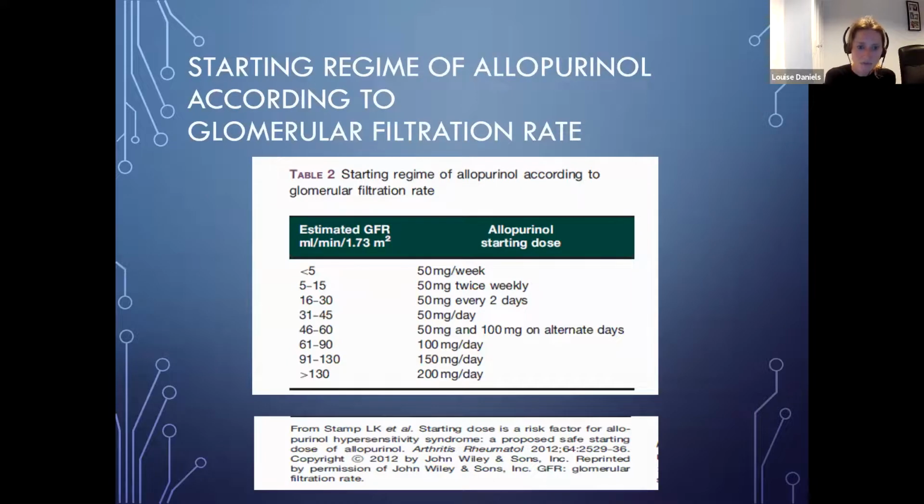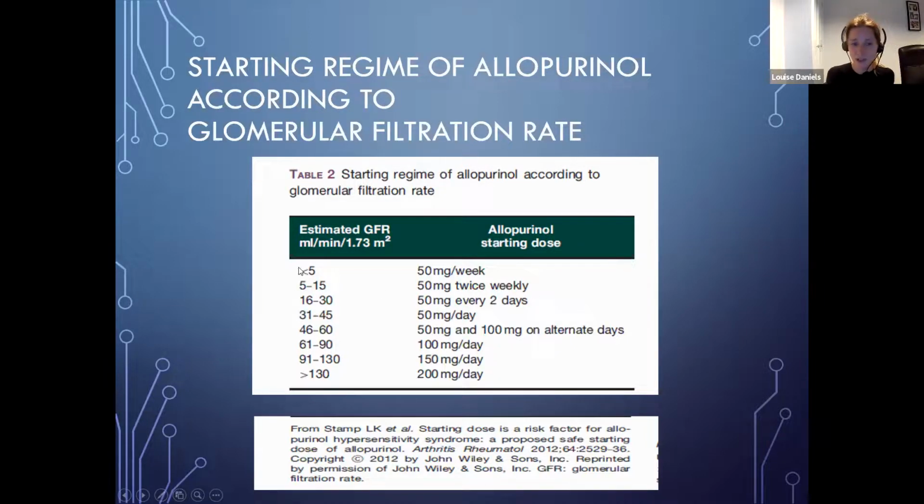So if they have renal dysfunction, we can still use allopurinol, and it can be used safely at very low levels of eGFR. And this very useful table is available in the BSR gout guidelines, which have been published. So even with an eGFR between 16 and 30, you can still start allopurinol at the reduced dose of 50 milligrams every 2 days. With an eGFR of 5 to 15, you might give them 50 milligrams twice weekly.